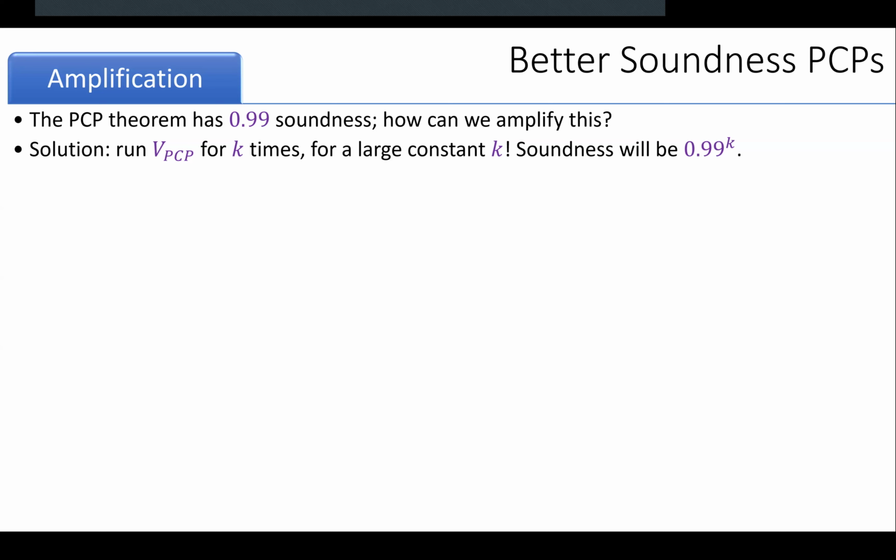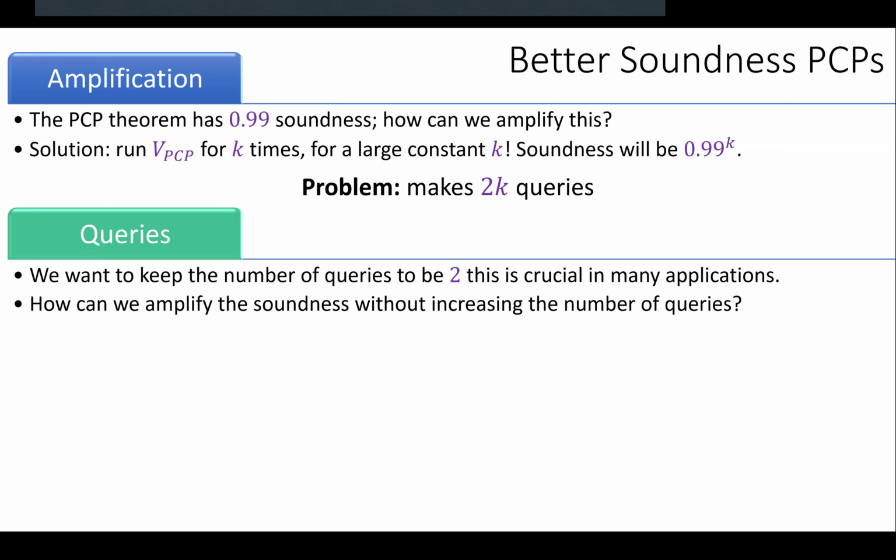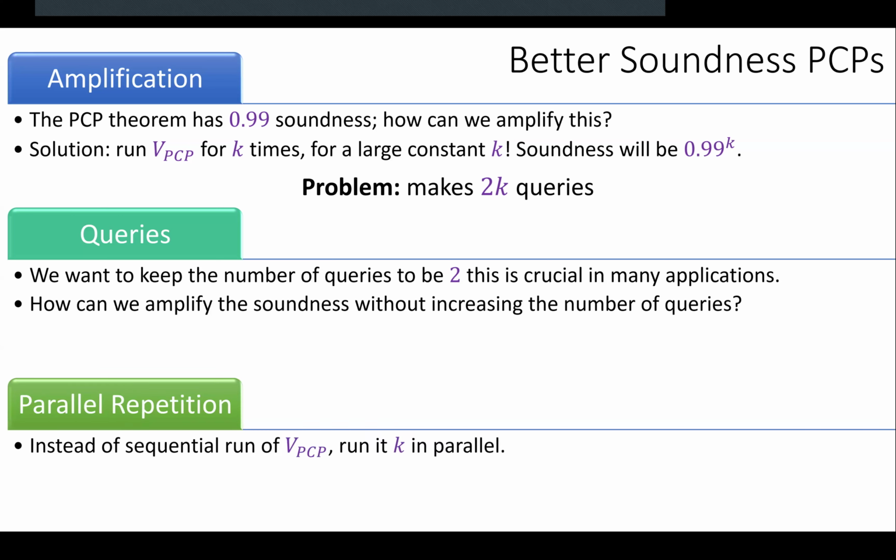And there are many things that are wrong here. So this is not one of them. Soundness is indeed at most 0.99 to the k. But the main issue here is that you've increased the number of queries that you made. Now the PCP makes 2k queries, and I already told you 2 queries is very important. So it is nice, but it's not satisfactory. The fact that 2 queries is important, you can really only see it in applications. It's going to be hard for me to explain why that is. So you have to trust me on that. So how do you amplify soundness without increasing the number of queries? So this is the idea of parallel repetition.